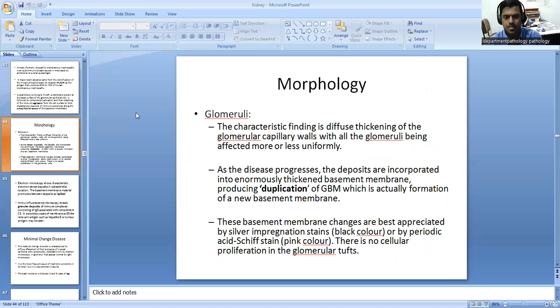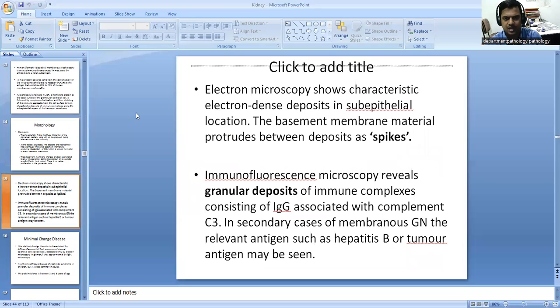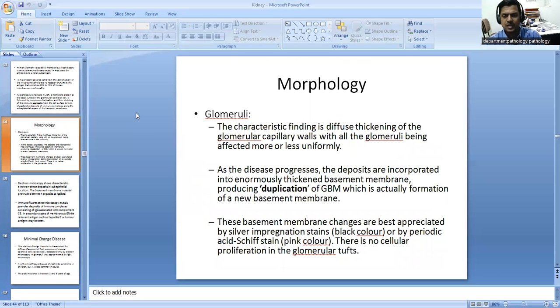Morphology of membranous nephropathy, again classified under glomeruli. The characteristic finding is diffuse thickening of the glomerular capillary walls, with all the glomeruli being affected more or less uniformly. As the disease progresses, the deposits are incorporated into enormously thickened basement membrane, producing duplication of glomerular basement membrane, which is actually formation of a new basement membrane.